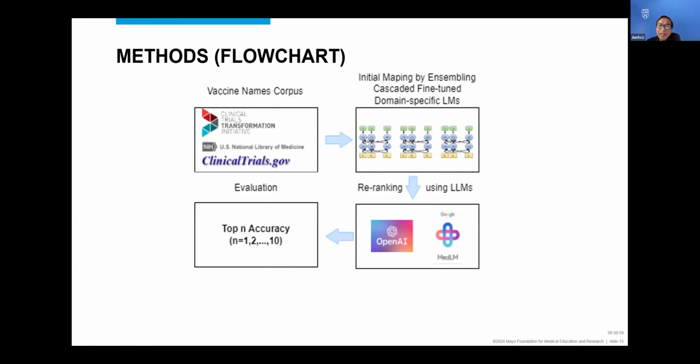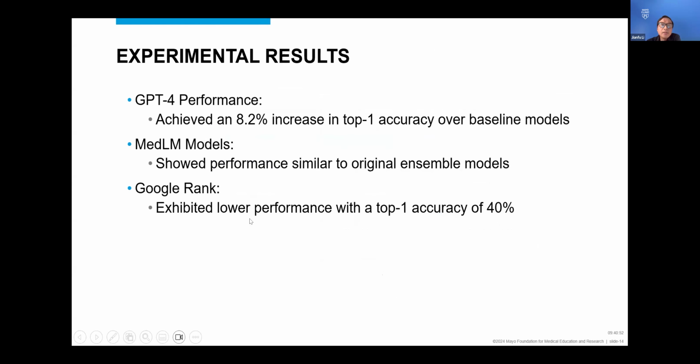So this is the re-ranking method. As you can see, firstly, we curate the vaccine names corpus, then do the initial mapping by ensembling cascaded fine-tuned domain-specific large language models. Then we utilize the large language models to do the re-ranking using prompt tuning. Then finally, we get the evaluation results.